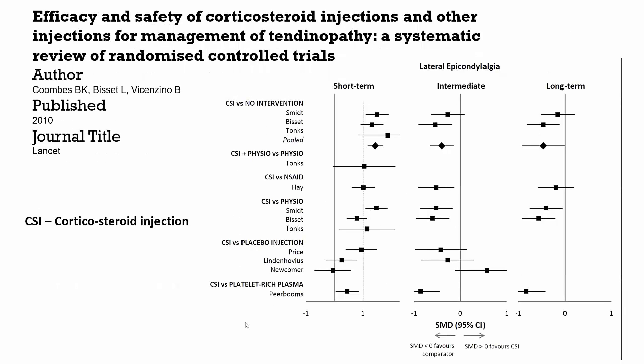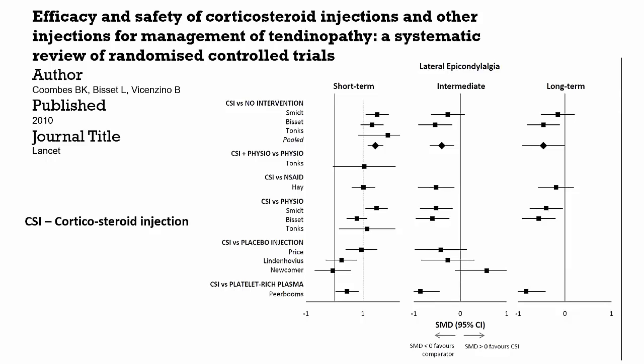Again, another study. This is a paper from an Australian group, looking at a whole range of interventions. They're really comparing corticosteroid injections with no intervention, physio, steroid with physio, anti-inflammatories, placebo injection, and also platelet-rich plasma. To explain the diagram, the dotted line down the middle, directly below the words short, medium, and long term, is the no response outcome. When the dots are to the left, it favors not the steroid. When it's to the right, it favors the steroid.